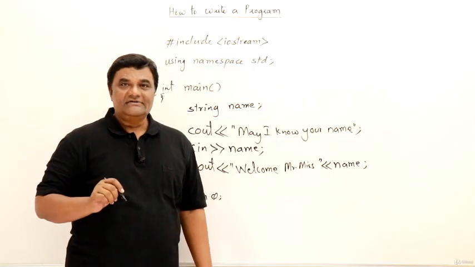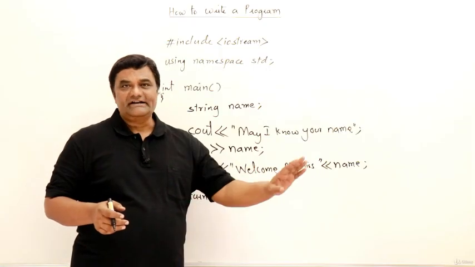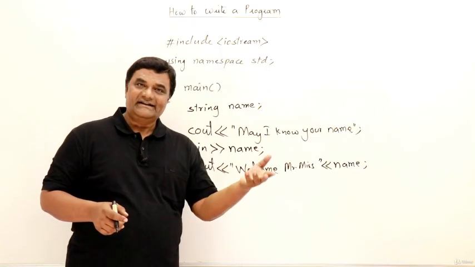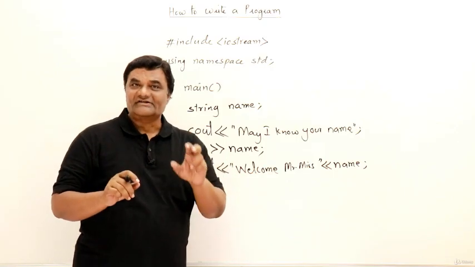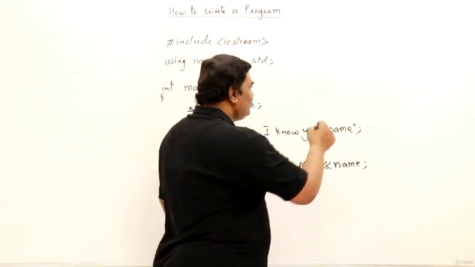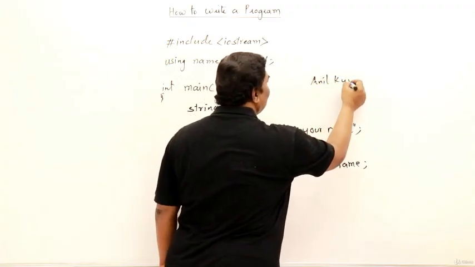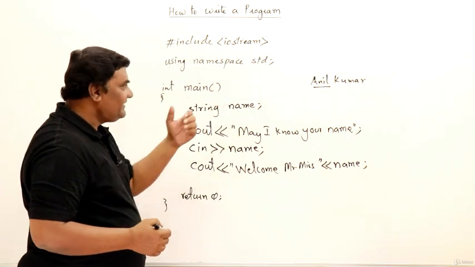Now one problem in this one: if your name has more than one word, then it will not read all the words. It will read just one word. It will not read the second or third word, right? Suppose your name is Ravi Kumar. It will just read Ravi. If your name is Anil Kumar, then it will just read Anil. Then how to make it read everything?